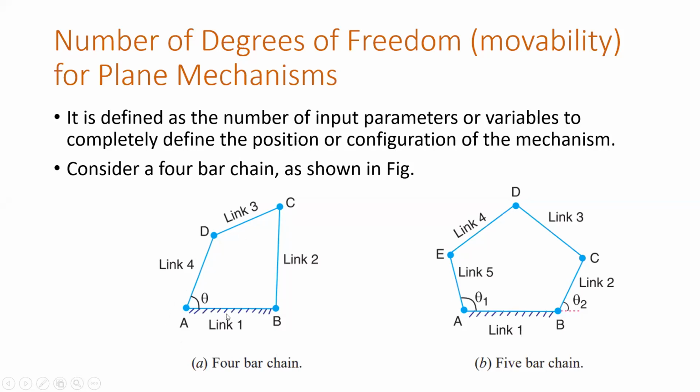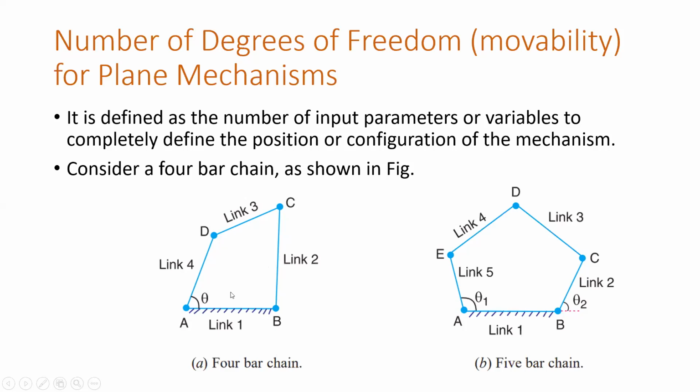For example, suppose in figure A, you can see it is a 4-bar chain. Link AB you have fixed. This will not move, and other links are free to move. Now if I tell you that you already know all the lengths, length of link 1, length of link 2, all these dimensions, and I ask you to tell me the position of different links at one particular instant, where is link 2, where is link 3.